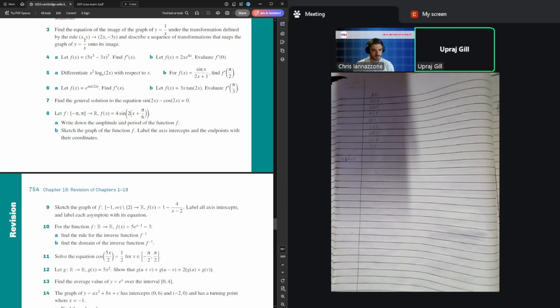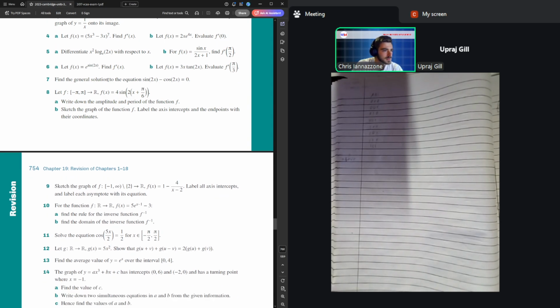Just two? Say again, sorry. Two. Oh yeah, just two. Yeah, easy. That's right. More diff, more f dash, and then again for 6. We'll do as many of these as you want to do. They're all quite similar.